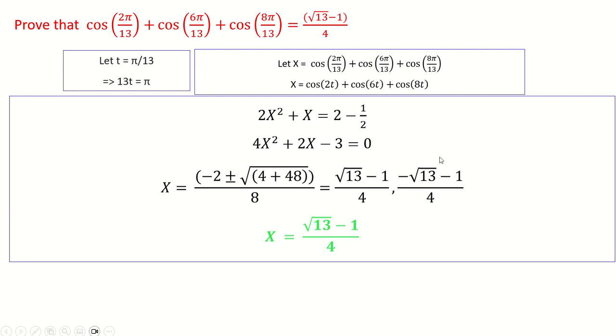The second one is not correct because it is a negative value. Actually, we can prove it: the three cos values which are given will always be positive. So we can prove that this is wrong. That's another proof which we have to do. But just take it. So x is square root of 13 minus 1 by 4. This is the answer. So we have proved it.